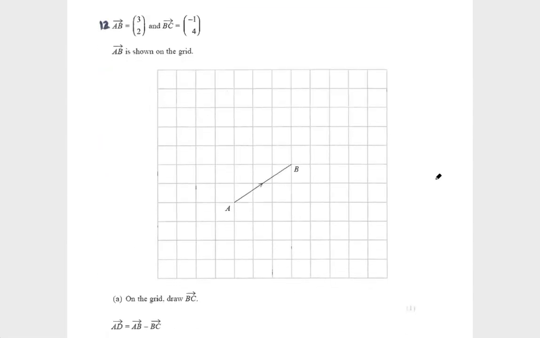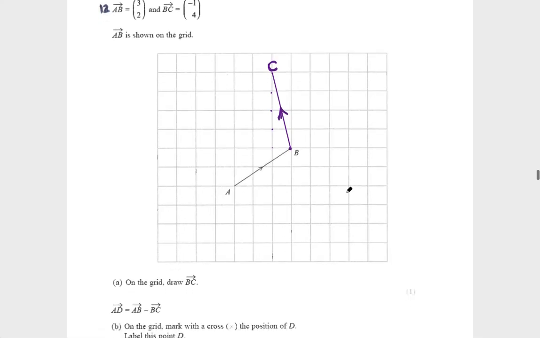Question 12, AB is (3, 2), and that's shown on the grid. BC is (-1, 4). On the grid, draw BC. So B goes from B to C, so this is where we need to start. Minus 1 means it's to the left 1. 4 means it's up 4. 1, 2, 3, 4. So BC is this one, and the key thing with vectors is that every line needs to have an arrow on it to show that it's BC and not CB, and it also needs to lead to the point C, because it needs all of those things to make it the vector BC. So any of those missing, and unfortunately you lose that mark.